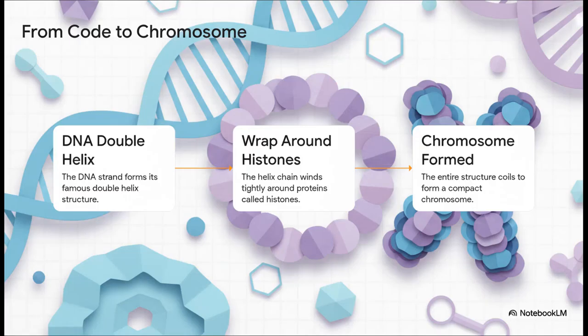So, how in the world do you fit literally meters of DNA code inside a tiny microscopic nucleus? Well, the cell has this amazing packaging system. The long DNA strand wraps itself around these little proteins called histones, kind of like thread around a spool. Then, the whole thing coils up super tightly into the structures we call chromosomes. It's a masterpiece of data storage.